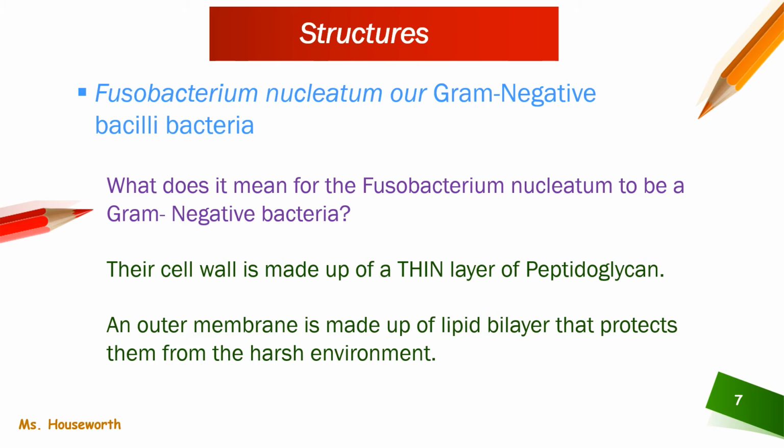Fusobacterium nucleatum are gram-negative bacilli bacteria. What does it mean for the Fusobacterium nucleatum to be a gram-negative bacteria? Their cell wall is made up of a thin layer of peptidoglycan. An outer membrane is made up of a lipid bilayer that protects them from the harsh environment.